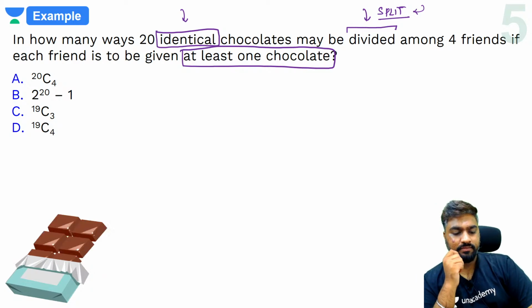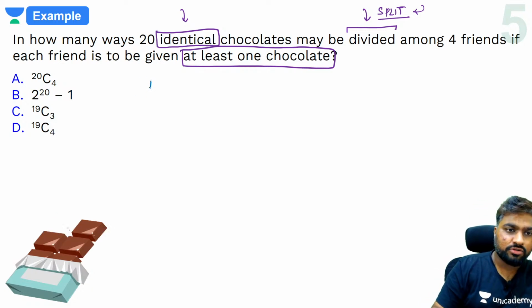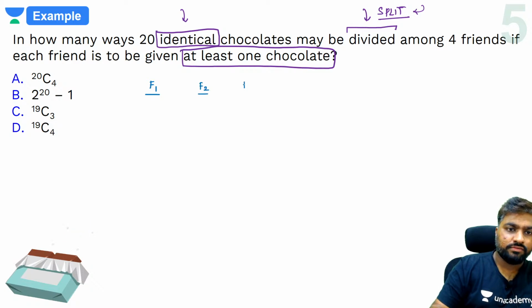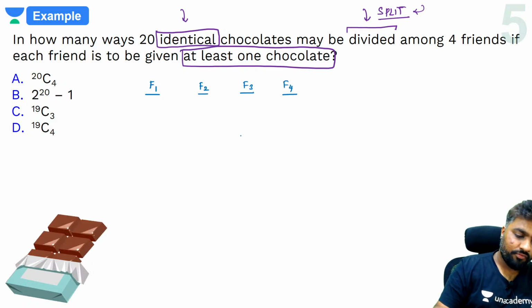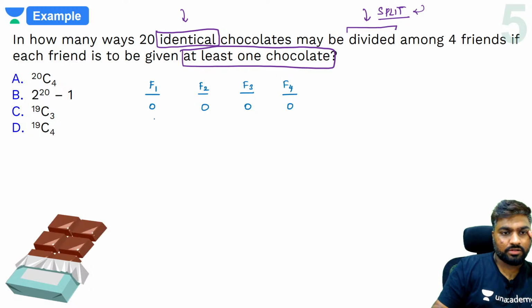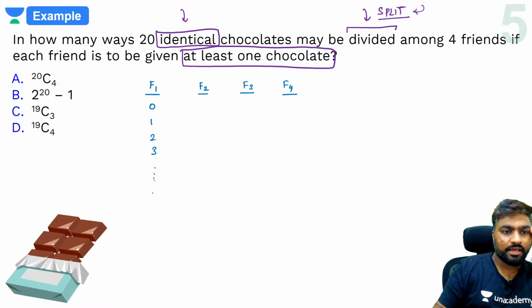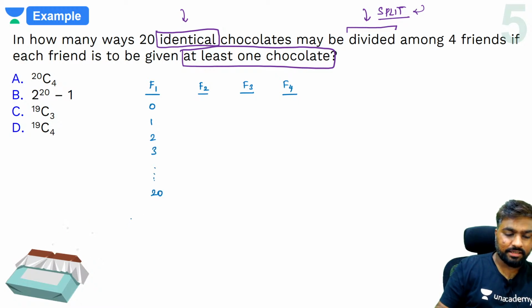Anyone answer for this? So if we do this using logic that we've seen so far, we have friend 1, friend 2, friend 3, friend 4. We can give 0 chocolates to each of them. Sorry, चलो एक एक करके. 0 chocolates to the first friend, 1 chocolate, 2 chocolates, 3 chocolates, ऐसे करके 20 chocolates दे सकते हैं to the first guy.